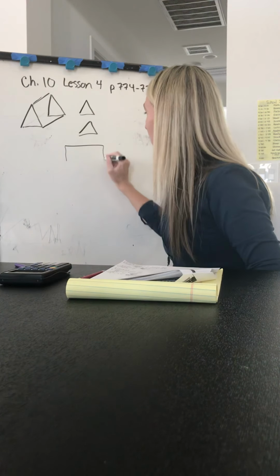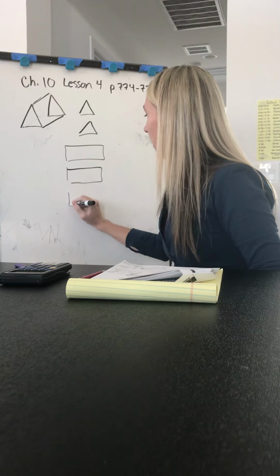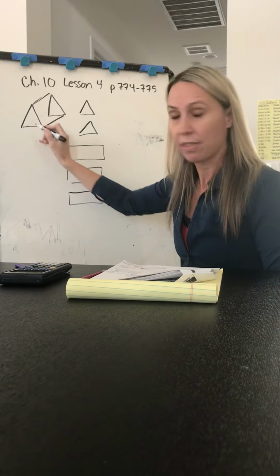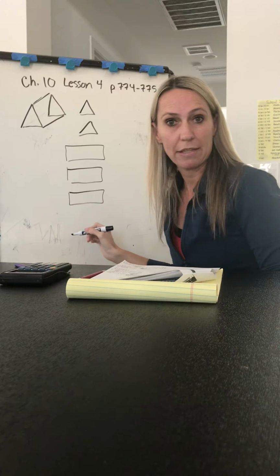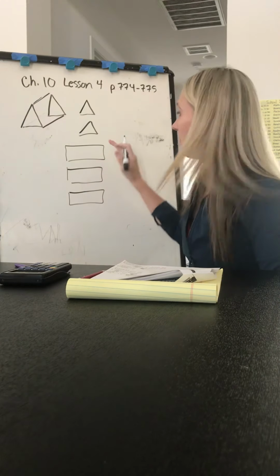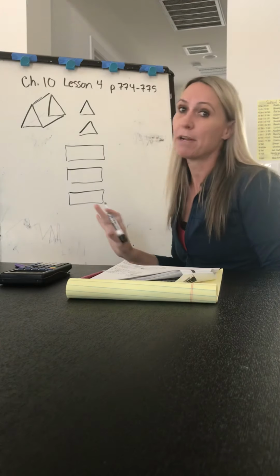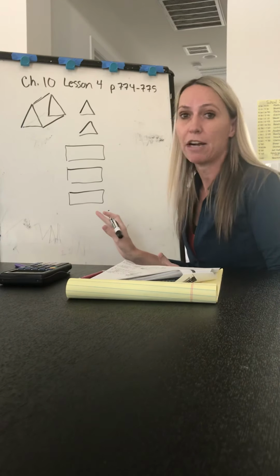Now on the 3 rectangles, if it's an equilateral triangle, which means all 3 sides are the same, these 3 rectangles are going to be the same. But that's not always the case. Sometimes 2 are the same if it's an isosceles triangle, sometimes all 3 are the same, and sometimes all 3 of them are different. So you have to be really careful with that.